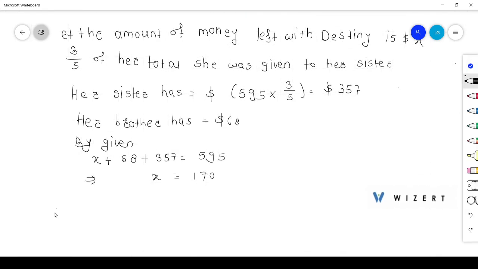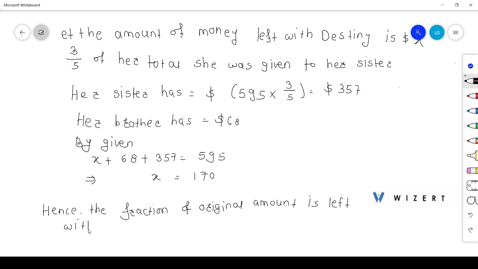Hence, the fraction of the original amount left with Destiny is 170 by 595. It means 2 by 7.